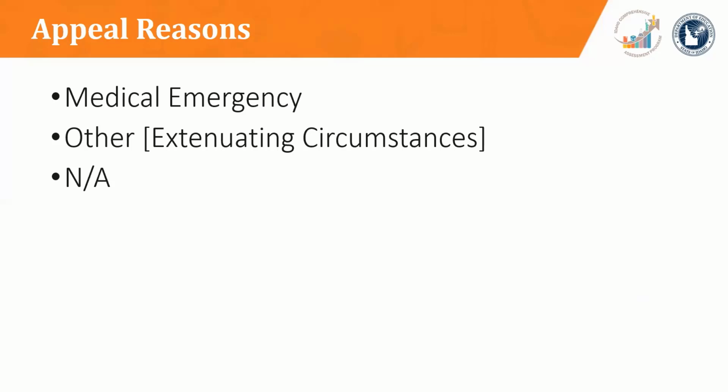When creating an appeal, you'll be asked to select an appeal reason. Medical emergency and other extenuating circumstances are the 2 only approvable exemptions. We also have NA in case you need to appeal one subject, but not the other. In the next slide, we will discuss what each appeal reason is for.